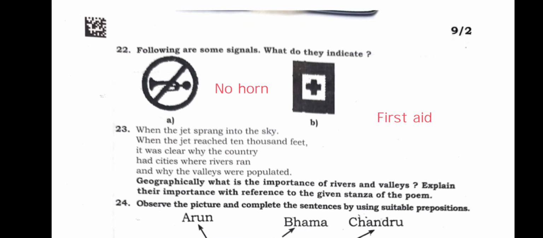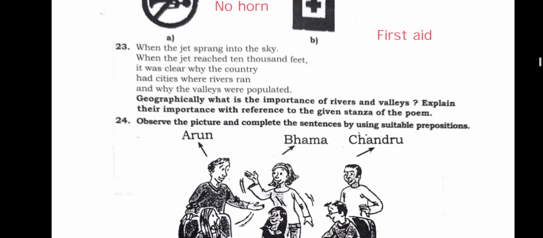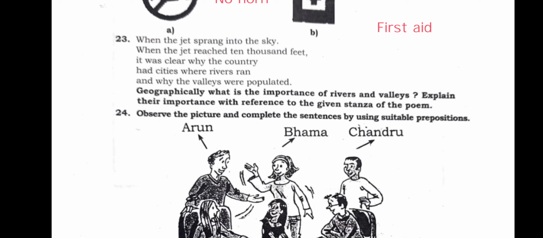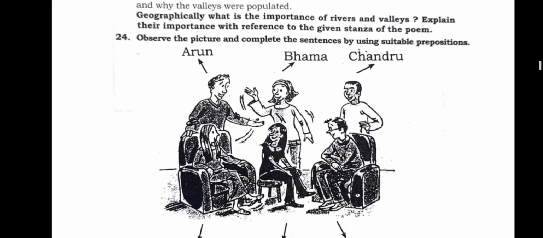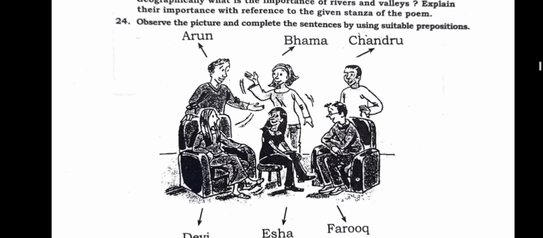So following are some of these signals. So no horn, first one. Second one is first aid. So moving on to the next: when the jet sprang into the sky, when the jet reached 10,000 feet, it was clear why the country had cities where rivers ran and why the valleys were polluted geographically. What is the importance of rivers and valleys? Explain the importance with reference to the given stanza of the poem. See, this is from a poem, so you will be having it in your notes and textbook. Please refer to that.